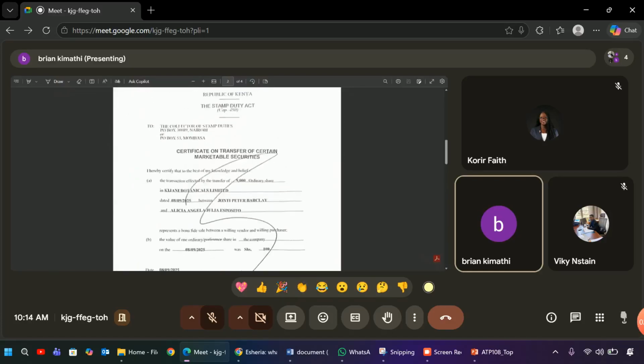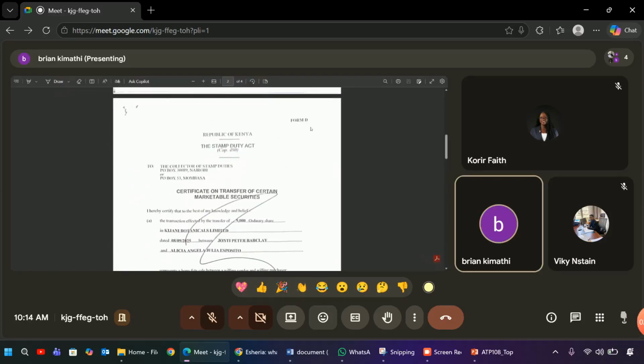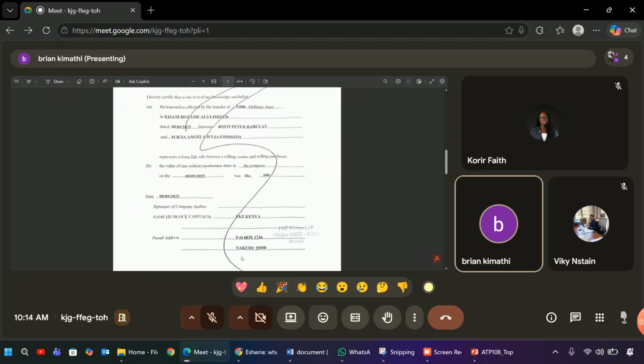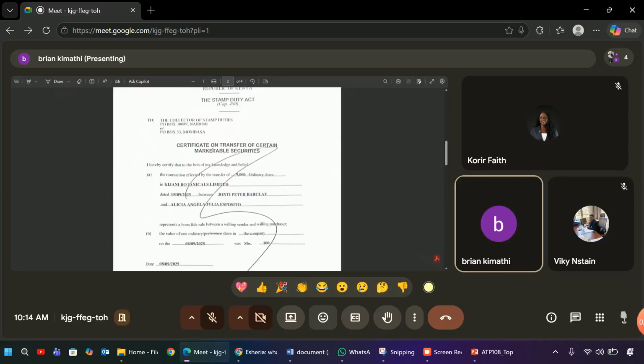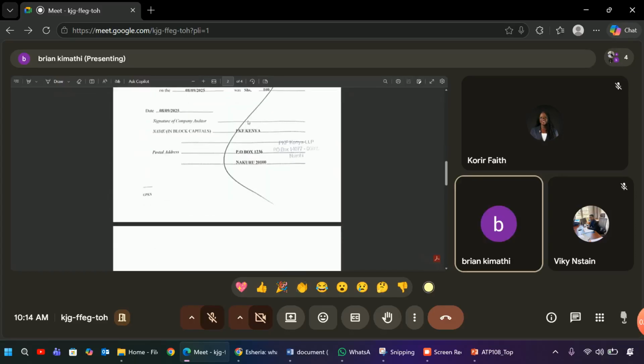And then there is this form D. Form D is presented by the company auditor. Auditor is asked how much was the company worth at that date of the transfer. So auditor anasema it was worth 100 shillings per share, then ana stamp na anafaa kuwa na signature yake hapa, alafu ana stamp na stamp yake.